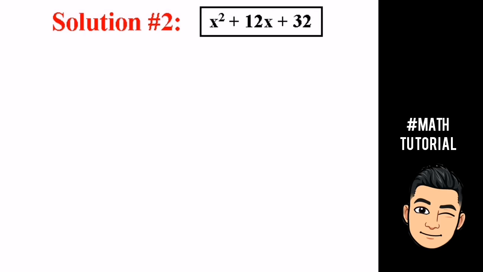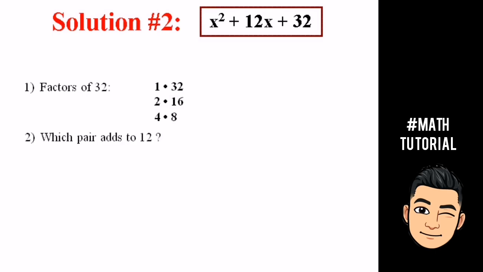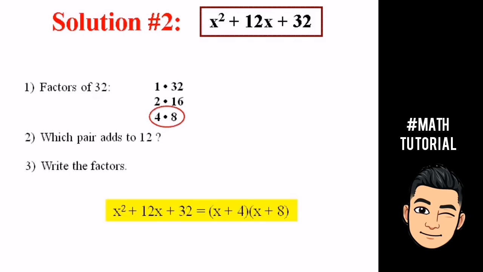Solution 2. We are asked to factor x squared plus 12x plus 32. So write the factors of 32: 1 and 32, 2 and 16, 4 and 8. Which pair adds to 12 as our middle term? Among the given factors, which adds to 12? That is 4 and 8. Write the factors as x plus 4 and x plus 8.